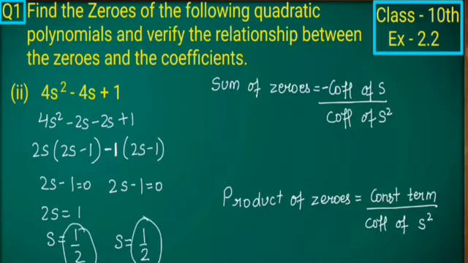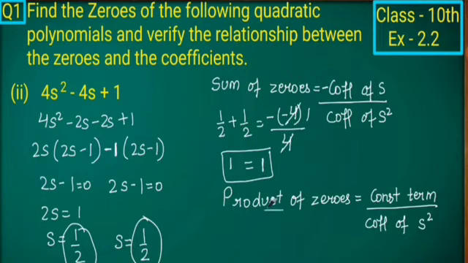Now we will have to verify the relation, that is sum of zeros is equal to minus coefficient of s upon coefficient of s square. So sum of zeros is equal to half plus half, is equal to minus, and coefficient of s is again minus 4, divided by coefficient of s square. Now here the coefficient of s square is 4. Half plus half is equal to 1, and minus minus will become plus, and we will cancel out 4, so it will become 1 is equal to 1. So the sum of zeros equation is verified.